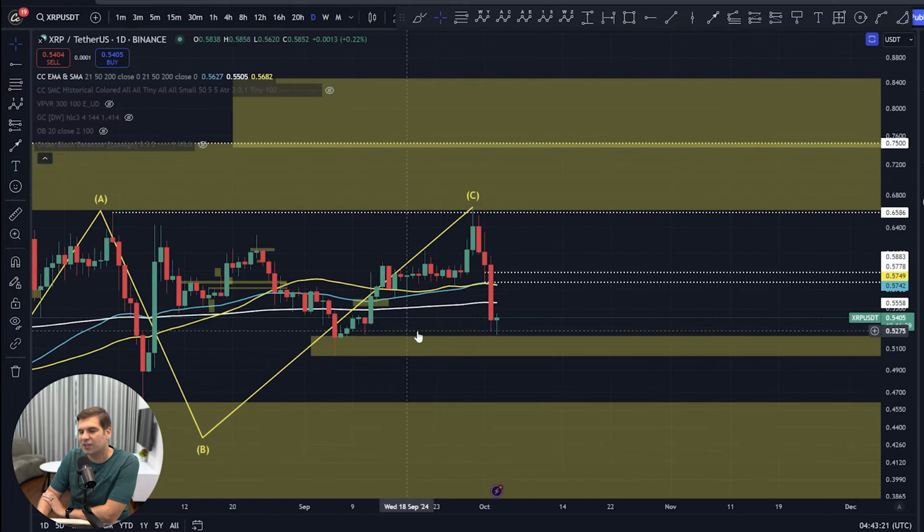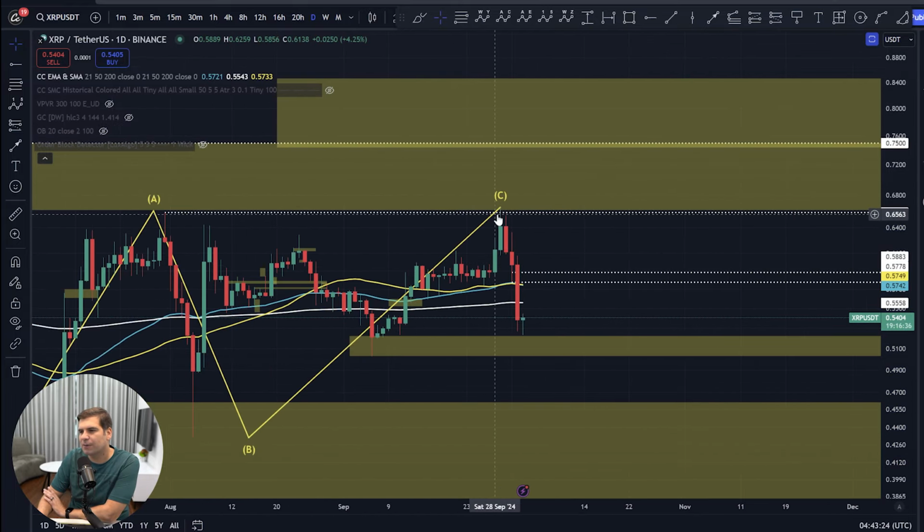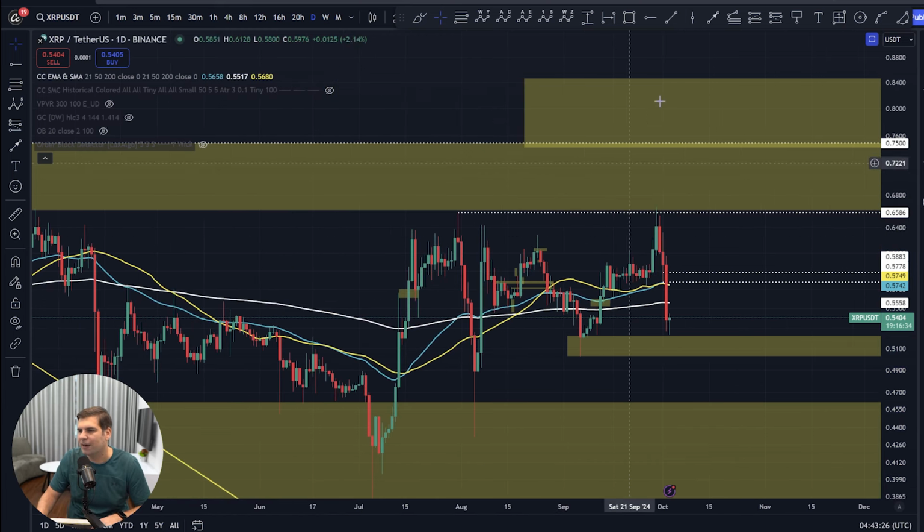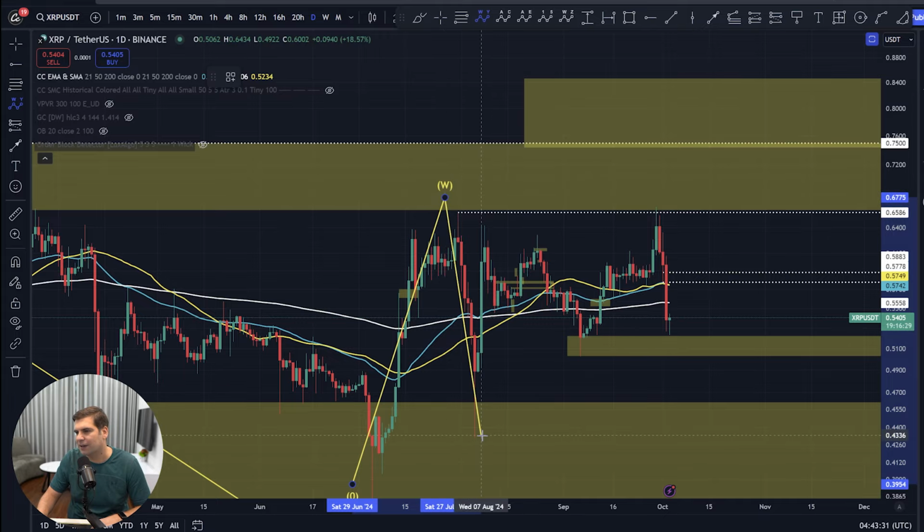And for the most part, it's actually more of a WXY, by the way, but I'll call it WXY because technically that's correct. ABC would not be correct here. I like to use ABC to prevent confusion, but it is what it is.